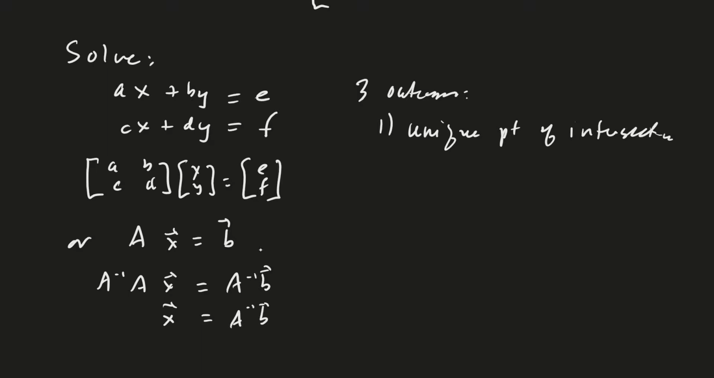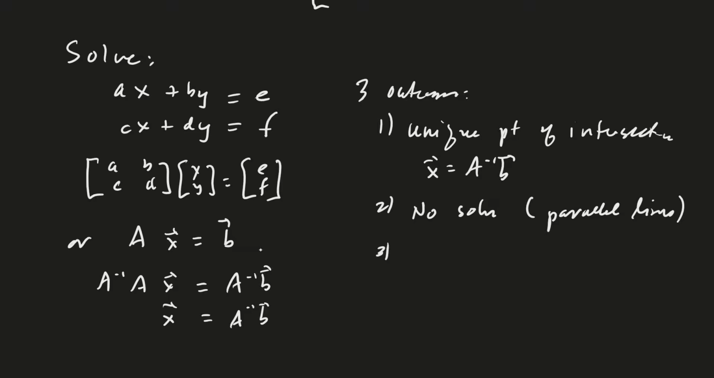And so your unique solution here is going to be A inverse times B. Now you don't have to memorize that. This is just showing you that there is a direct way of computing that. The second way is that there might be no solution. That is parallel lines. And the third way is when there's an infinite number of solutions, and that's the same line.